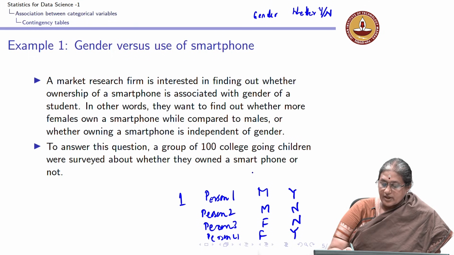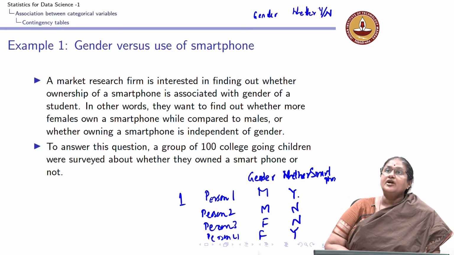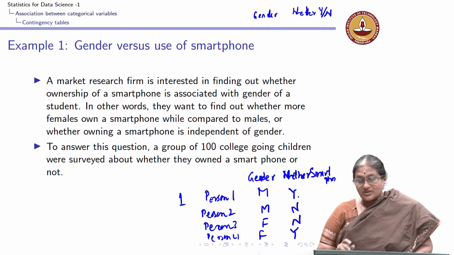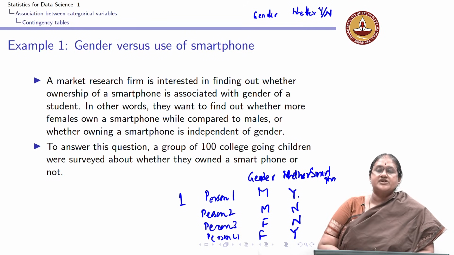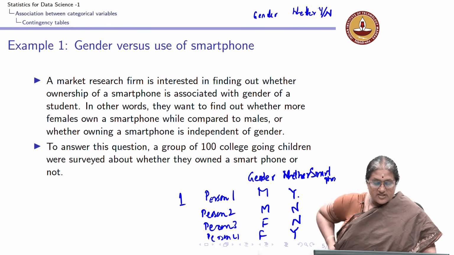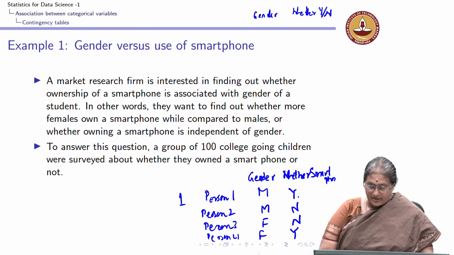So, the two variables here are gender, and the second variable is whether they have a smartphone or not. Yes, if they have a phone. No, if they do not have a phone. So, this is the data we have collected. The total number of observations is 100, and this is how we have collected the data.